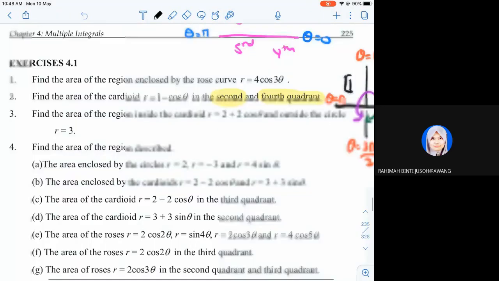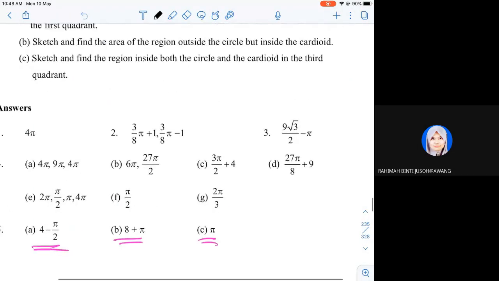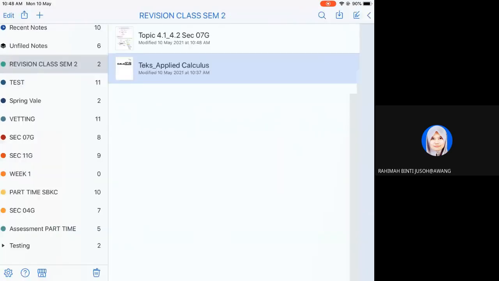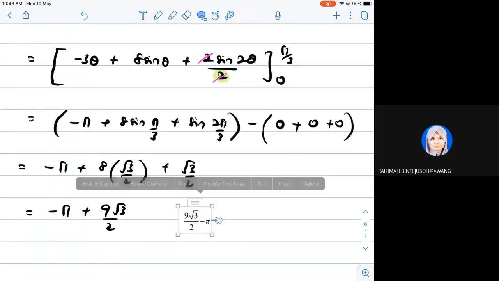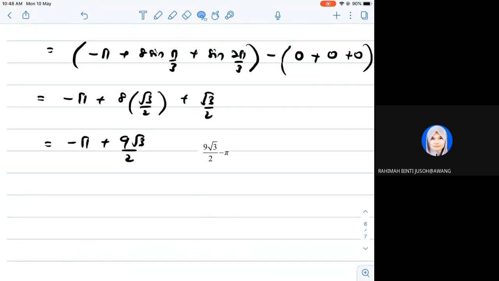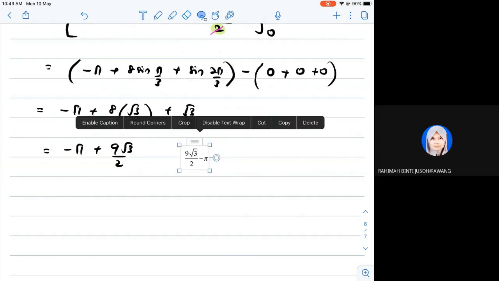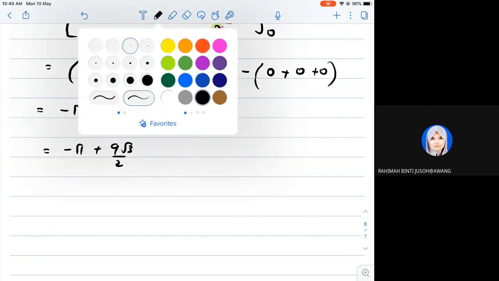Question number 3. Copy. Sama lah. Did you get this, guys? Semua dapat? Tak ada mood dah ke nak raya dah ke? Dapat madam. Dapat doktor. Sabar. Okay, thank you so much. Sabar. Hari ni je kelas ni.